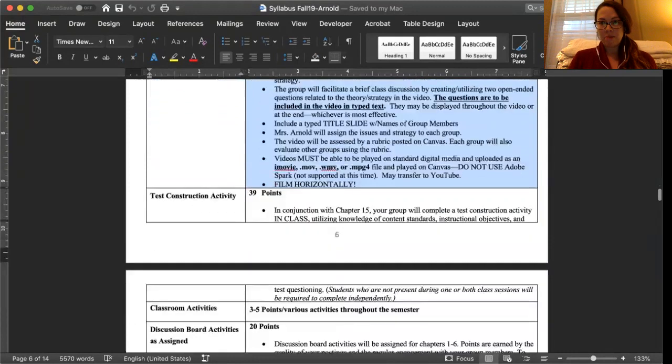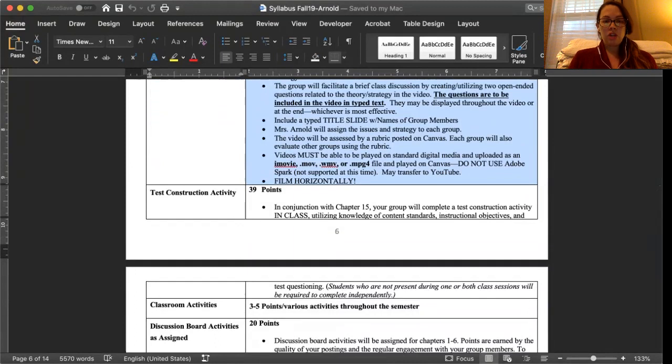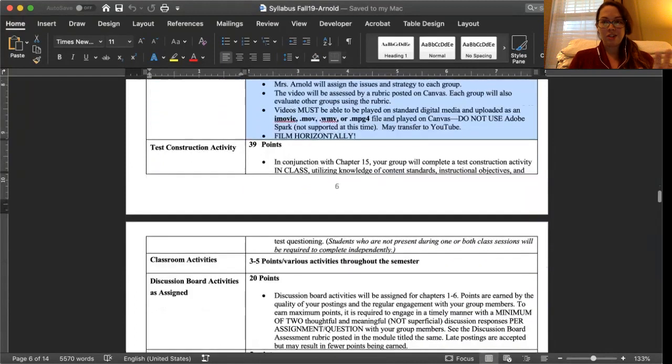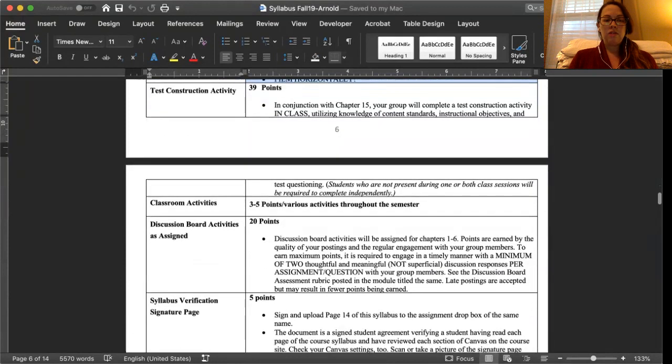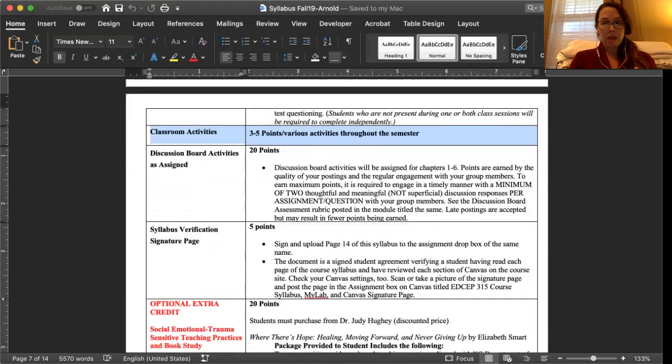And there's work time built into the schedule. The test construction activity is also something that is started in class, and then you guys finish it as a group outside of class. And then there's various classroom activities throughout the semester. Because we're doing the modified format for this semester, we are doing discussion boards for chapters 1 through 6.